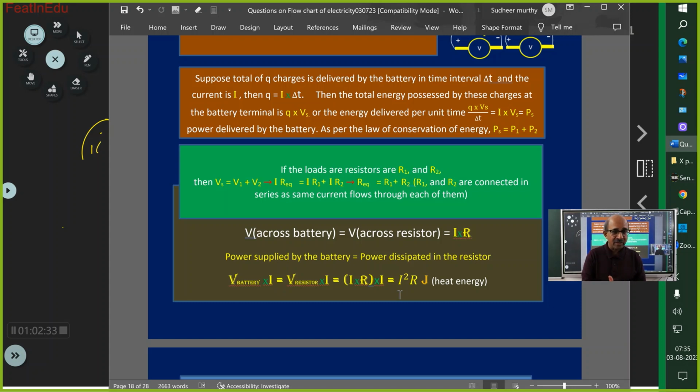What is your question? Like in the battery, I square R is when the power is consumed by the resistor. Why are you using the word when it is consumed? What is the reason? Like V battery can also be written as I square R. Why do you want to write that? You tell me. Why do you want to write V battery as I square R?